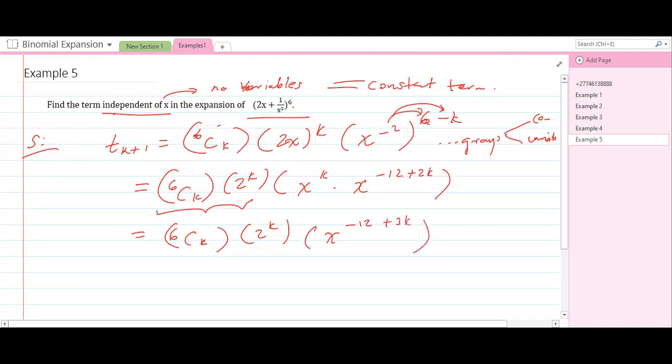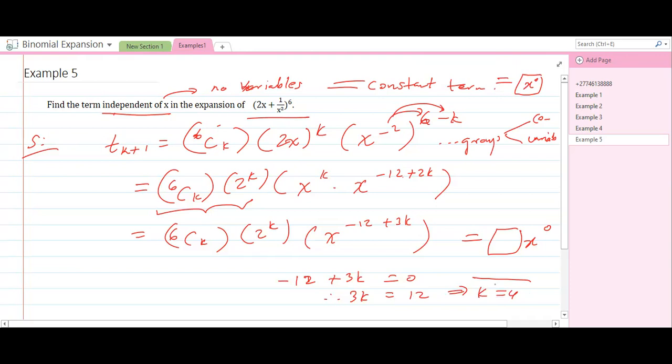Now, to get the constant term, we need to have x to the power 0. So this needs to be equated to x to the power 0, because it says independent of x. This term must contain no x value, so the power must be equal to 0. So what we can say is minus 12 plus 3k is equal to 0. Therefore, 3k is equal to 12. This implies k is equal to 4.